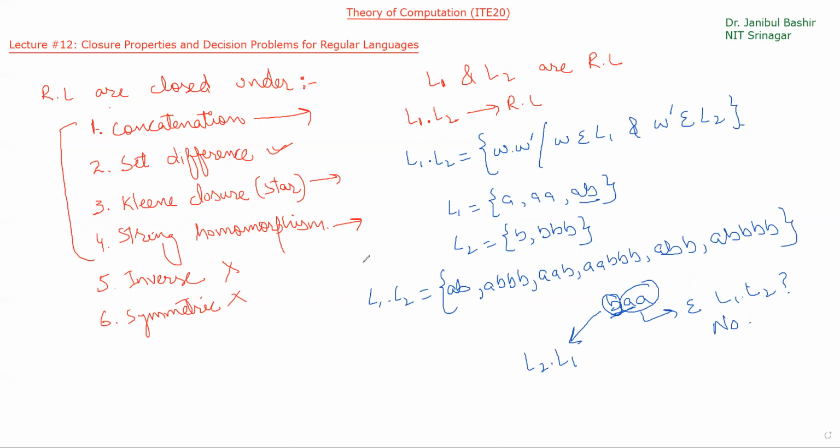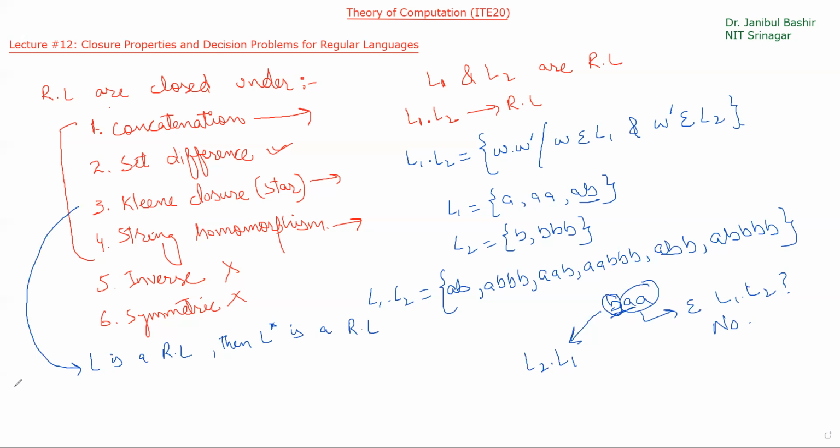So this is the definition of concatenation. You have to prove it for regular languages. Now, what is Kleene closure or star operation? Star operation means that if L is a regular language, then L star is also a regular language. And what is L star? Let me show you what is L star.